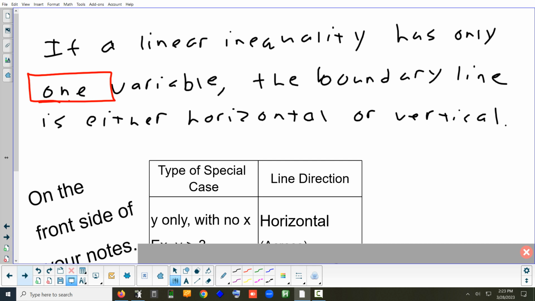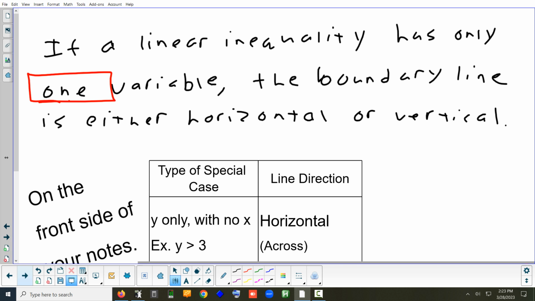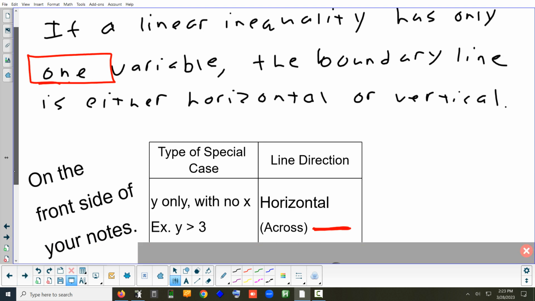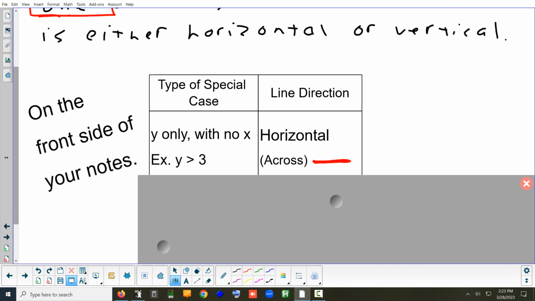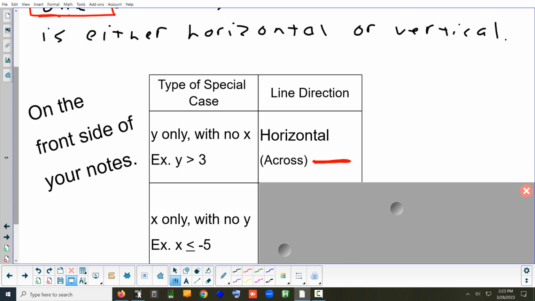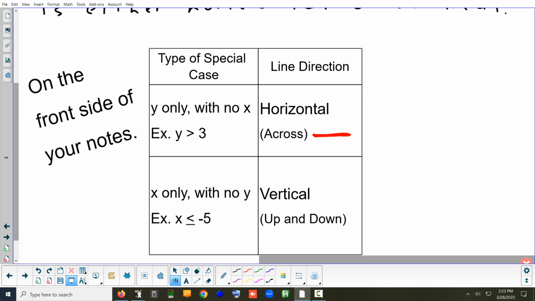If you only have a y, so you have a y with no x, like this. That's horizontal, left to right, it goes across. So y is greater than 3, special case, because there's no x. So what do you think if I had an inequality with just an x and no y? That's also a special case. But what kind of line do you think that would be? Yeah, that's going to be vertical. Yeah, exactly. Up and down.